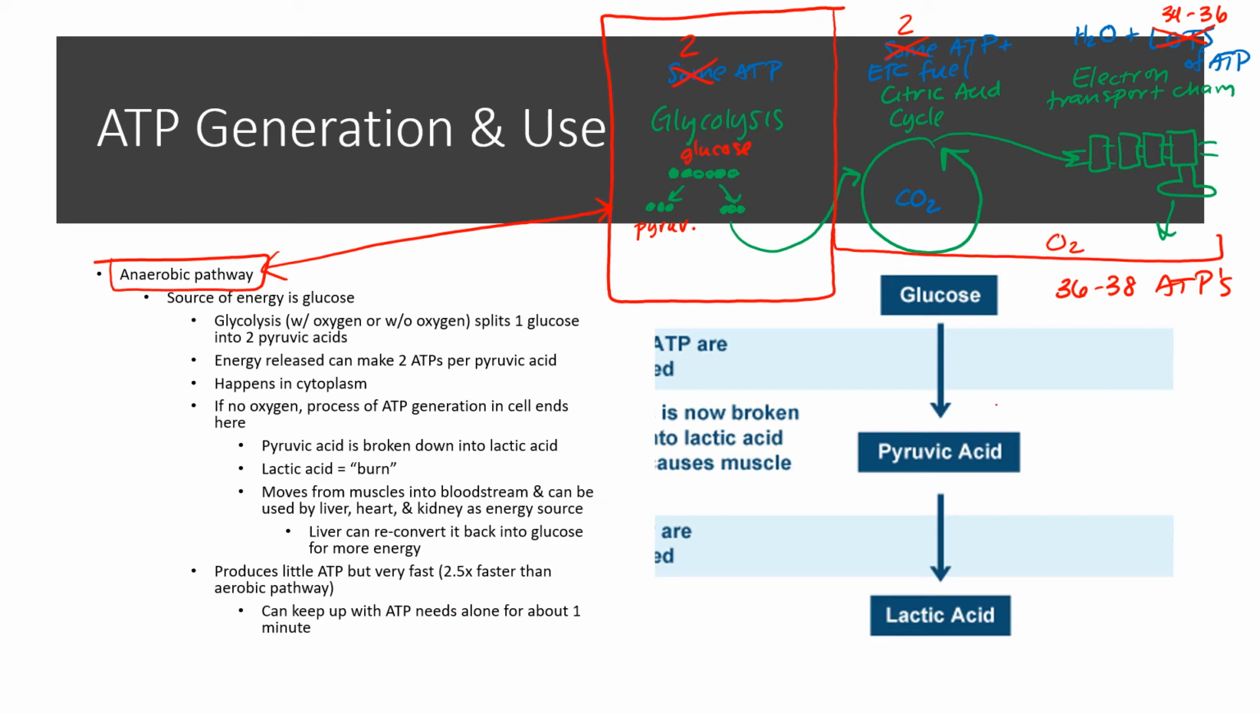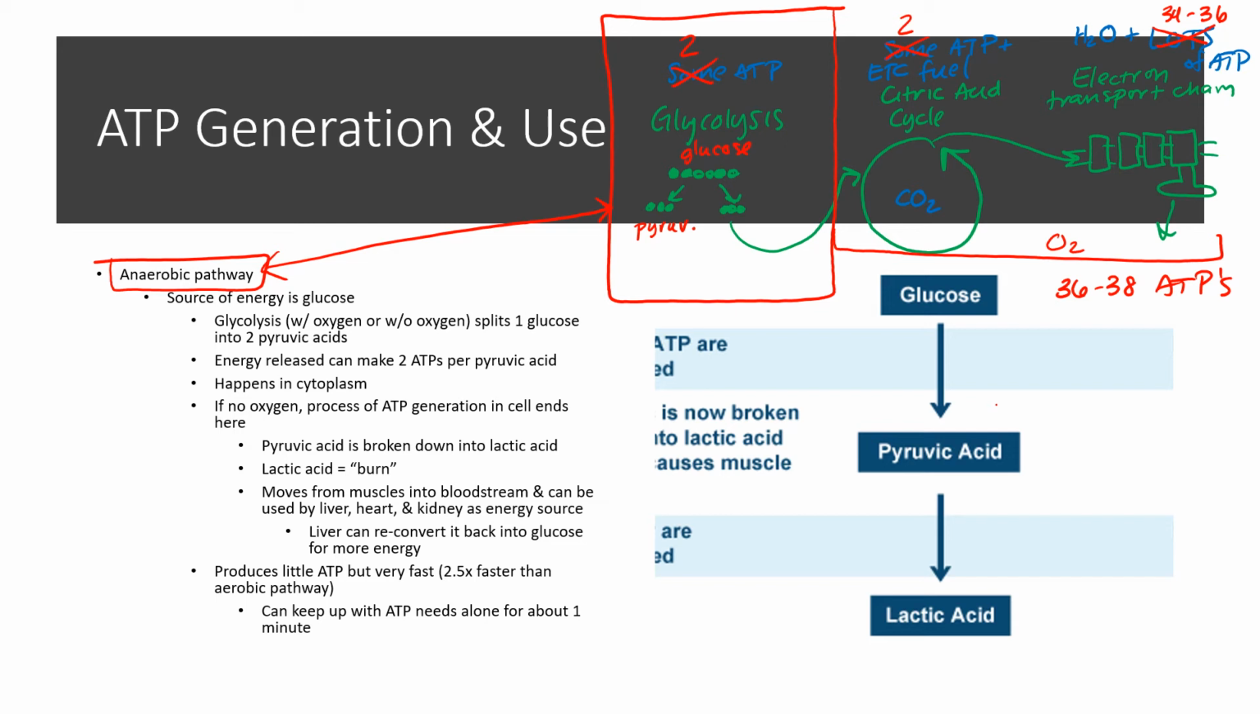This process happens in the cytoplasm of the cell. This happens in every cell, okay? This is the first step of oxidative phosphorylation. It's the first step in ATP making. It's going to happen in every single cell, including a muscle fiber. So this happens inside of the cytoplasm. The oxygen-requiring stuff happens in the mitochondria.